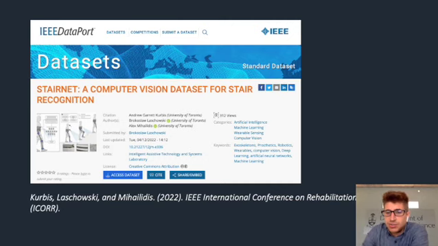Now, similar to the ExoNet dataset, we uploaded the StairNet dataset, including the annotations, to IEEE Dataport and made it publicly available to the research community. And so if you're interested to learn more about the StairNet system, then please check out our new 2022 ICRA paper.